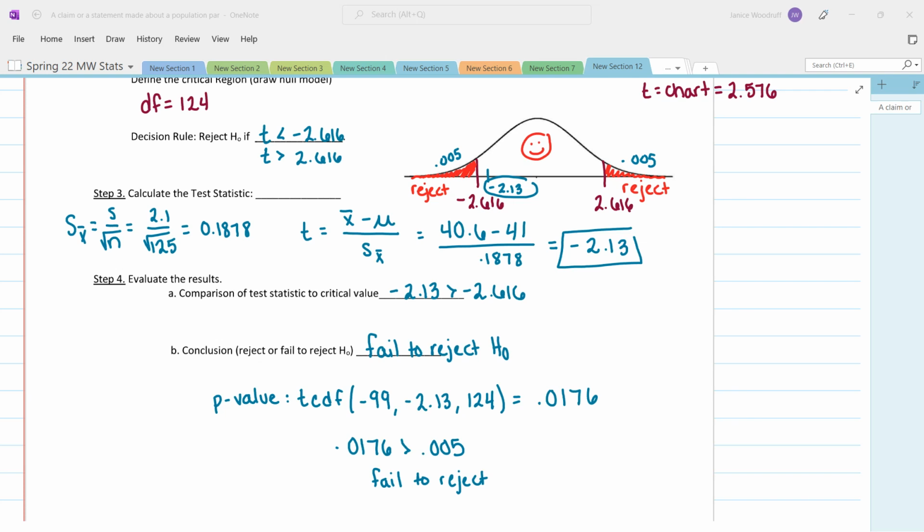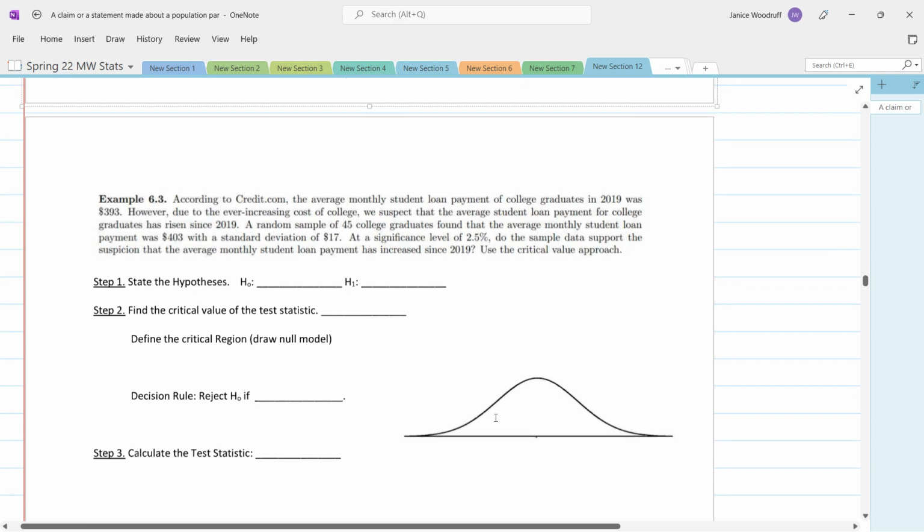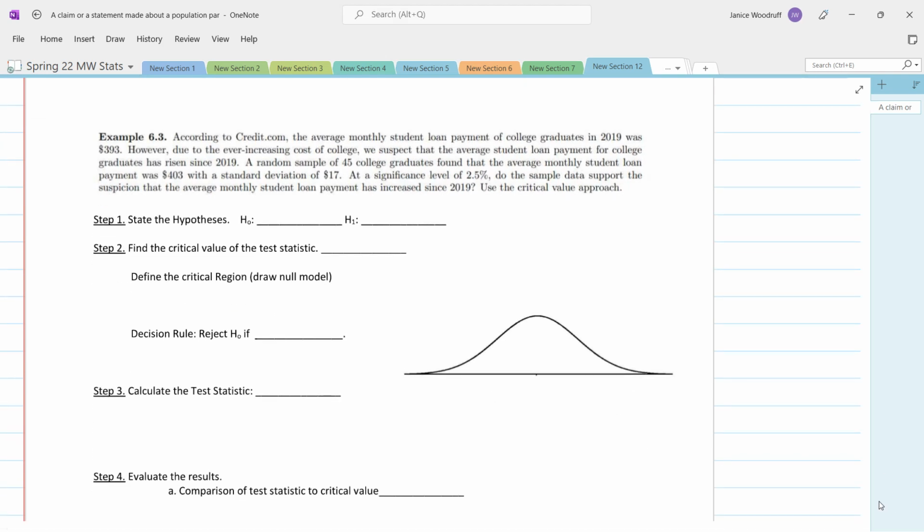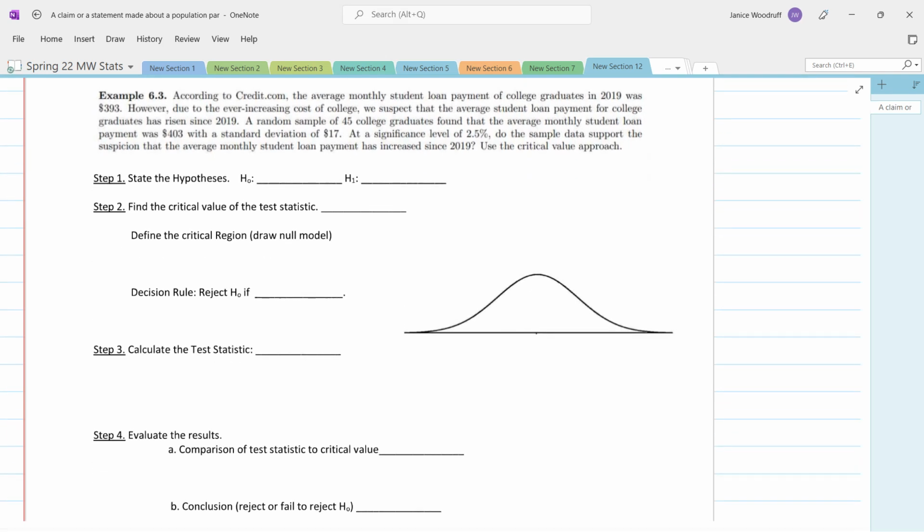All right, let's do another one. So let's see what we got here. According to credit.com, the average monthly student loan payment of college graduates in 2019 was $393.